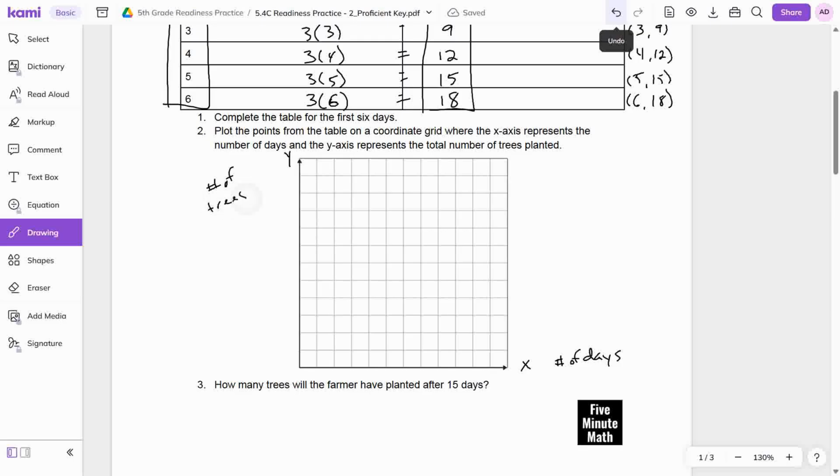So if my highest x needs to get up to 6, I'm good there. But if my highest y needs to get up to 18, probably going to have to skip count by 2. So let's just skip count by 2's here. And so we can use the same scale.